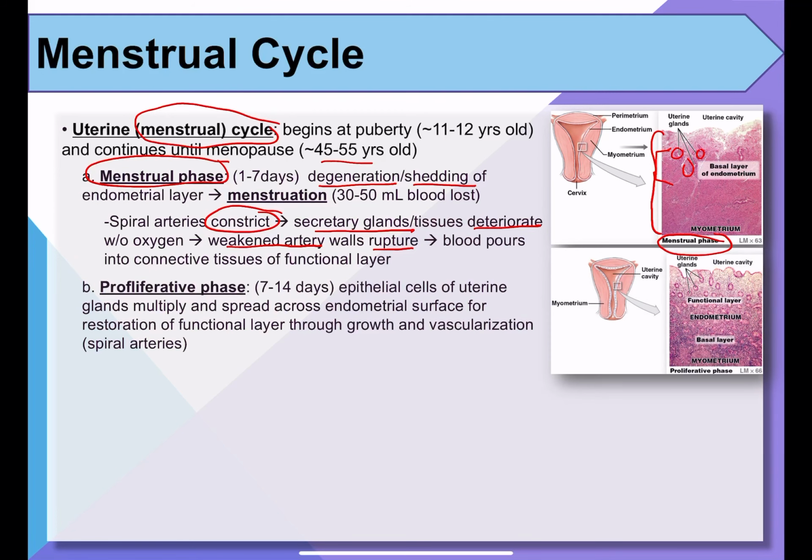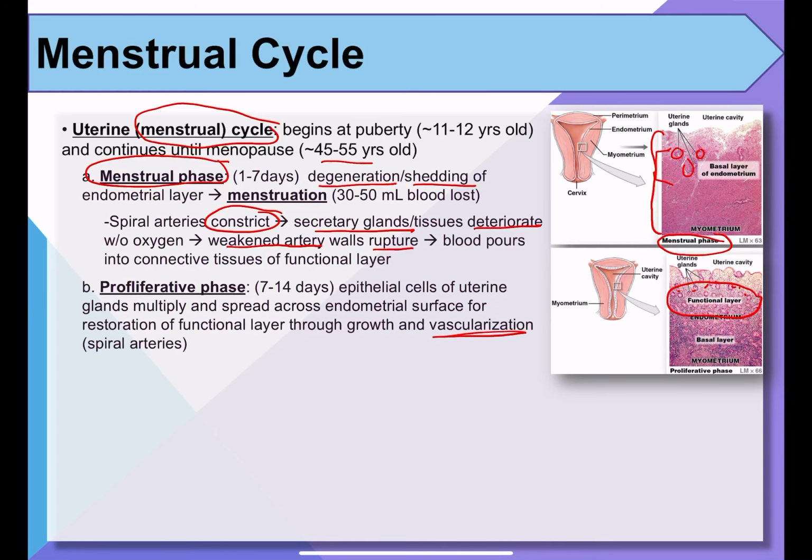Then the next phase around day 7 through 14 is called the proliferative phase, which is when epithelial cells of the uterine glands, which is all these here, start to spread and multiply across the entire functional layer of the endometrial surface, and it restores that thickness within the functional layer. This allows for growth and also vascularization.